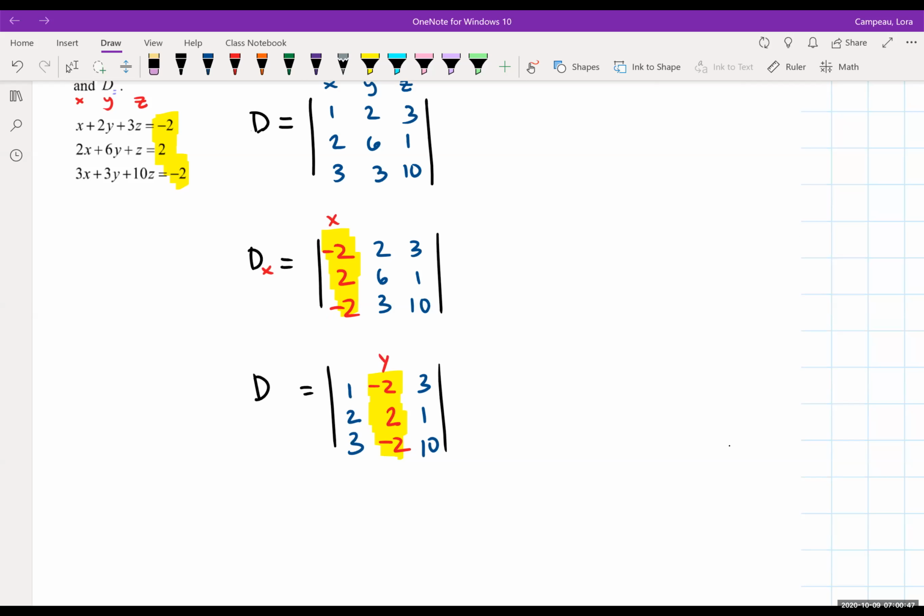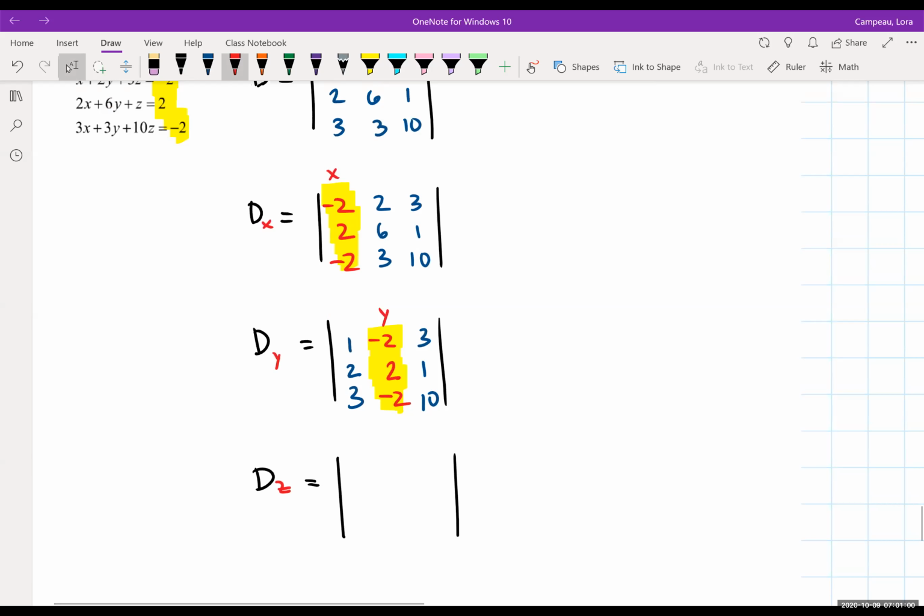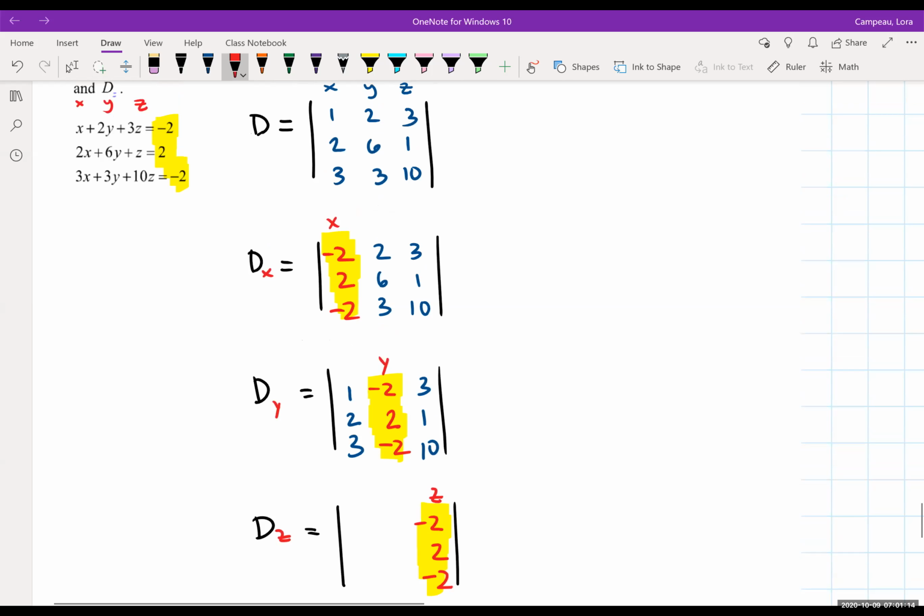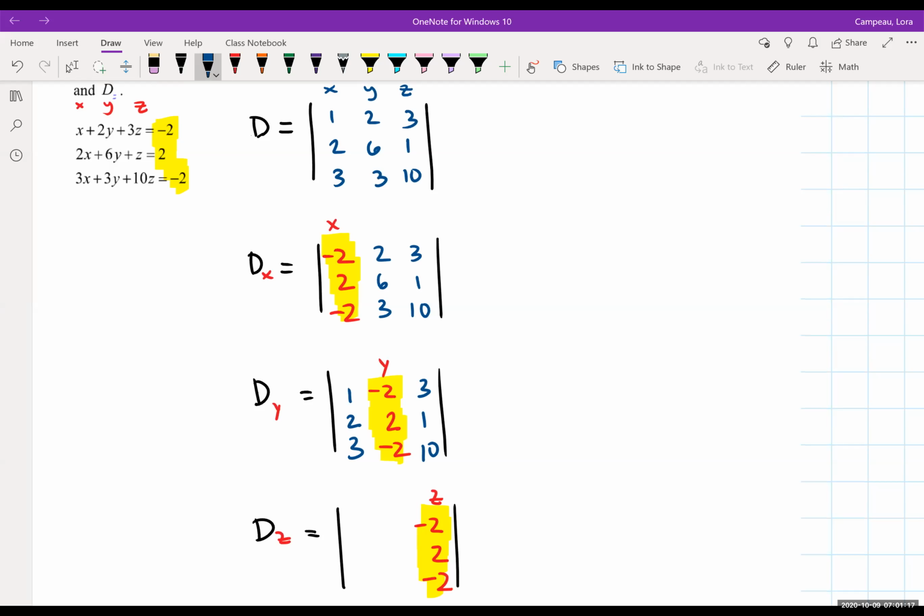Now we're looking at D sub Z, and you guessed it. Almost the same thing as far as the setup is concerned, except we are replacing the Z column with our constants. And those constants again, we have -2, 2, and -2. And then everyone else from the determinant of coefficients will remain the same. So I have X column 1, 2, 3, and Y column 2, 6, 3.